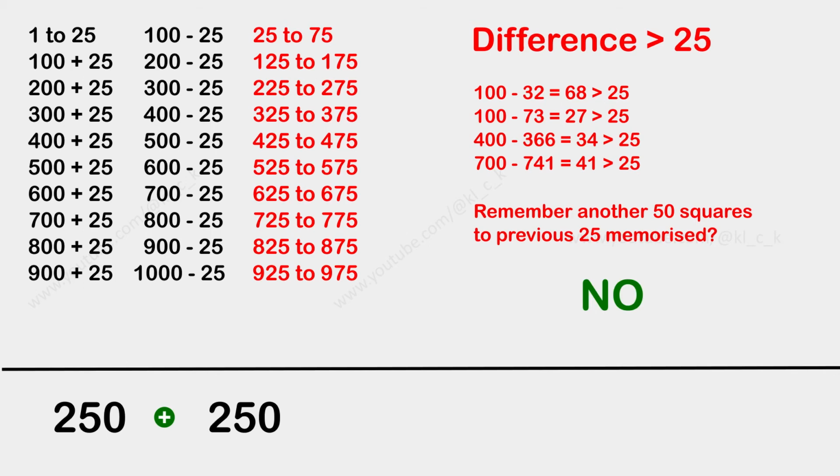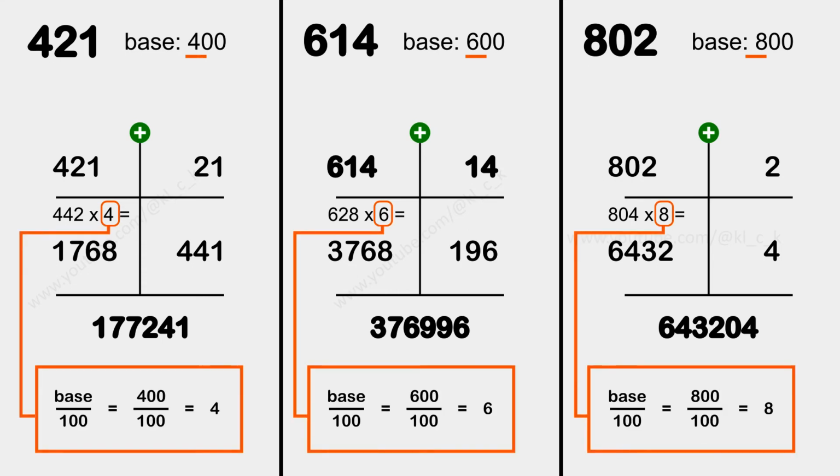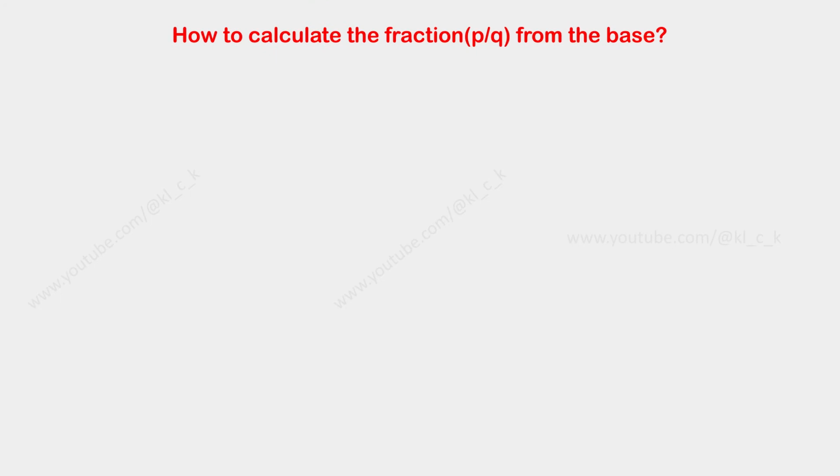Before we know the answer, let's check the previous example we worked out. Here, if we observe, we can notice the single number extracted from the base number is calculated using the formula base divided by 100. Actually, the term base multiple we use till now is a fraction. It's in P by Q form, where Q is 1.